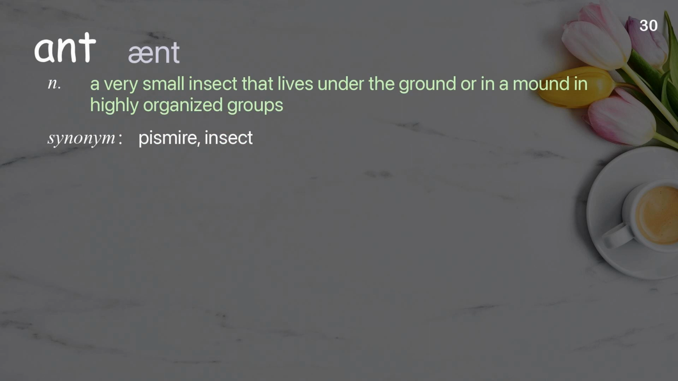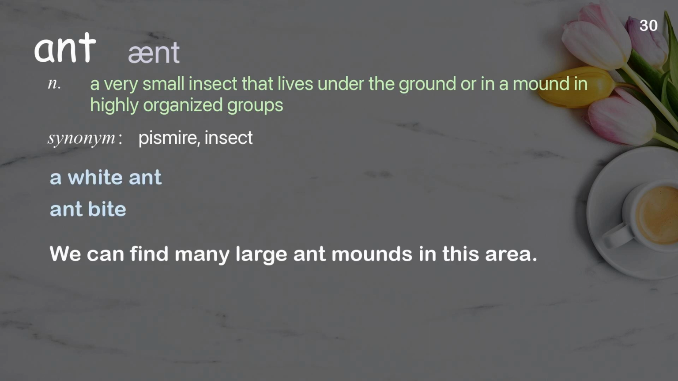Ant. A very small insect that lives under the ground or in a mound in highly organized groups. Examples: A white ant. Ant bite. We can find many large ant mounds in this area.